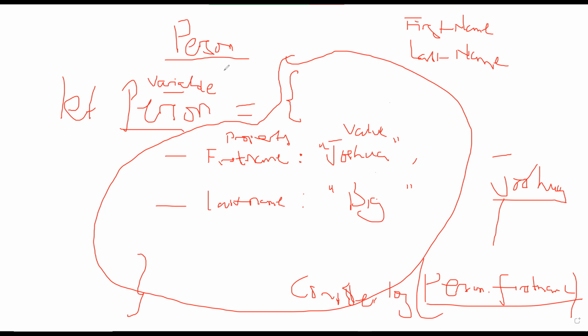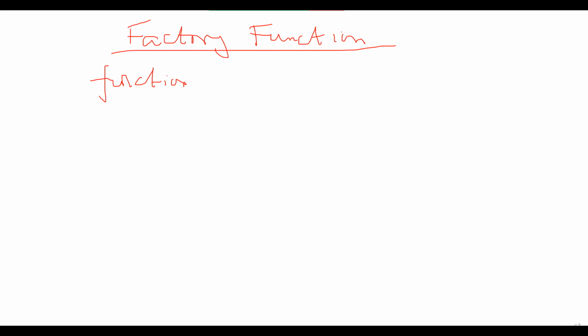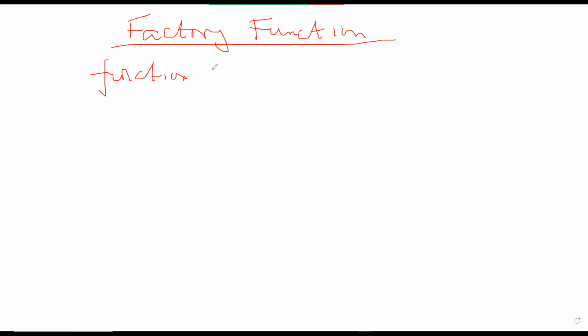If you go back to that video, I actually talked about the second way that you can create an object, called the factory function. In the factory function, you have your function. Let me just write it out first, then I will explain.